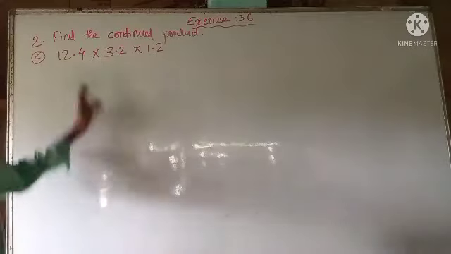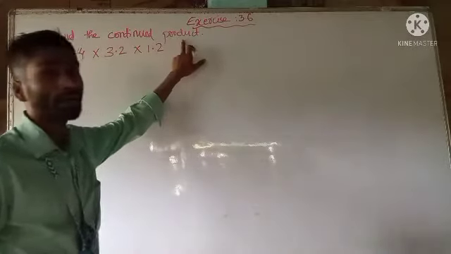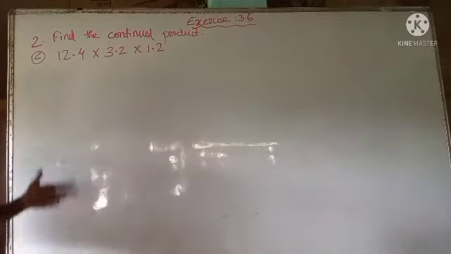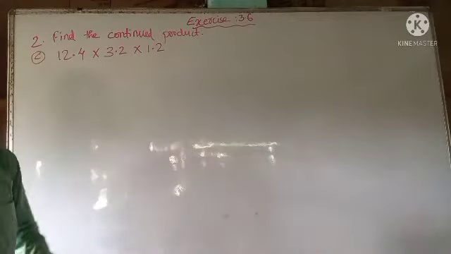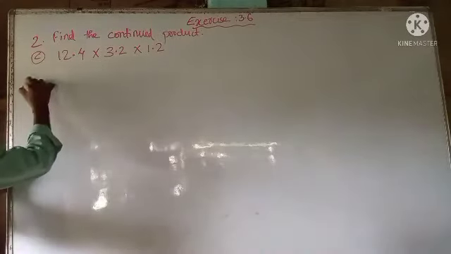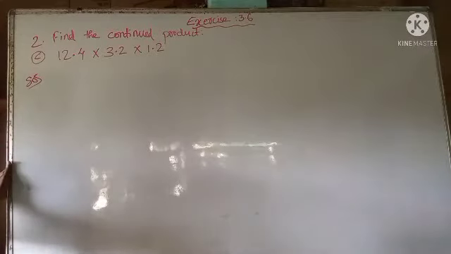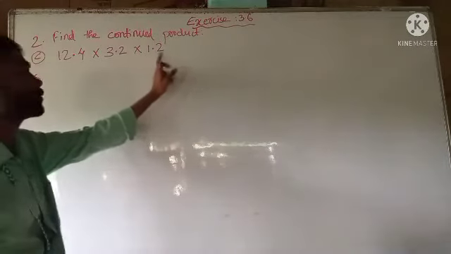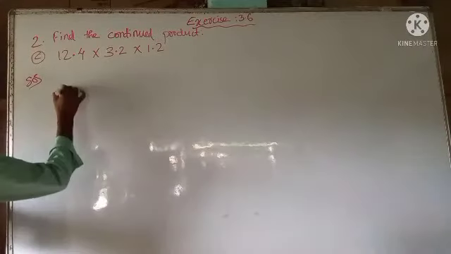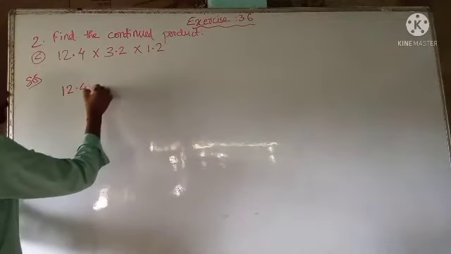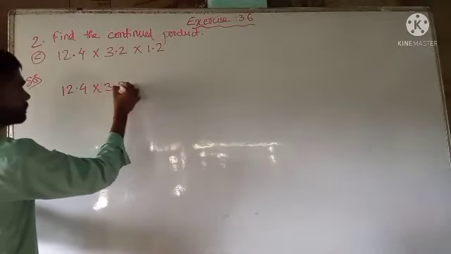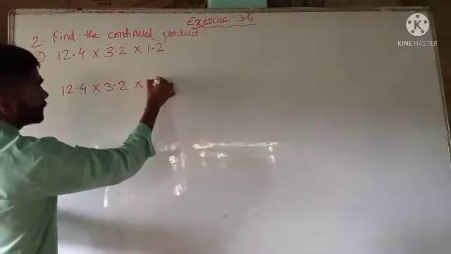Now let me show you question number 2. Question number 2 here. Find the continued product by suitable grouping. That means by grouping them we will have to find the product. So here option number C I have taken, that is 12.4 into 3.2 into 1.2. So what we can do is 12.4 into 3.2 into again 1.2.